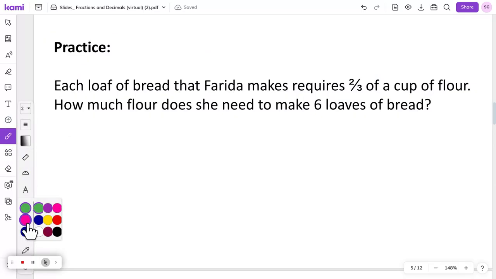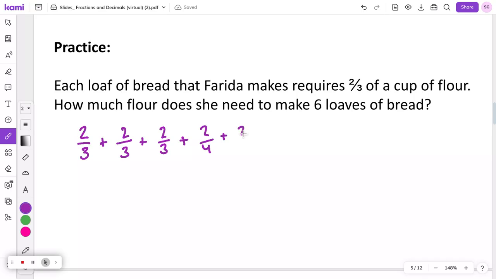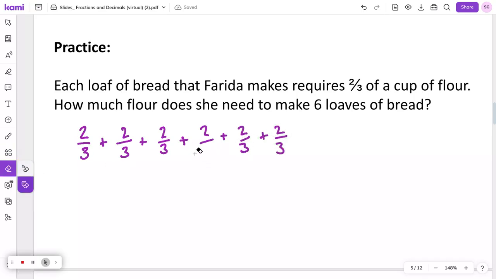This question here is very similar to the plant question we just looked at. There are two different ways you can do this. You can say she needs 2/3 of a cup of flour for each loaf of bread. And so if she makes 6 loaves, she needs 2/3 for the first one, 2/3 for the second one, 2/3 for the third one, the fourth, the fifth, and the sixth. So this is one way you could do it.